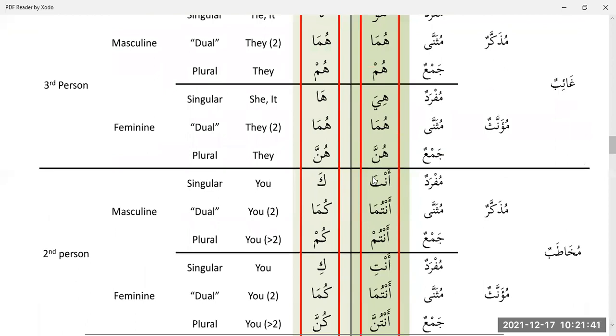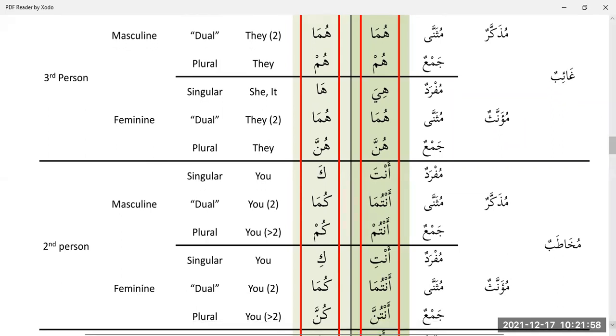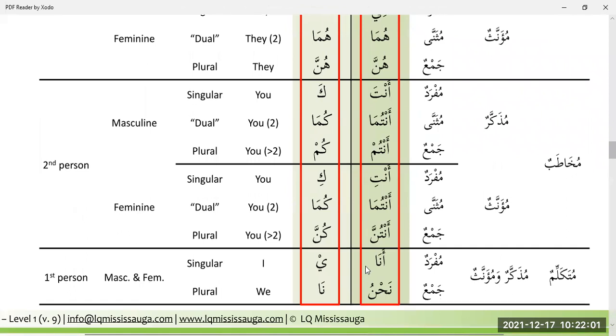Attached pronoun of anta is ka. Antuma is kuma. Antum is kum. Anti is ki. Antuma is kuma. Antunna, kunna. Then for ana, we call it ya, mutakallim, ee. And for jama, nahnu, the attached pronoun is na.